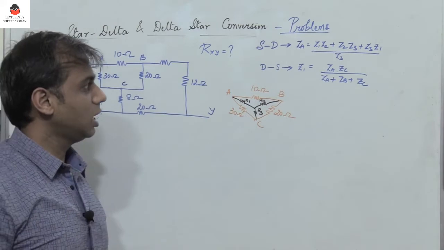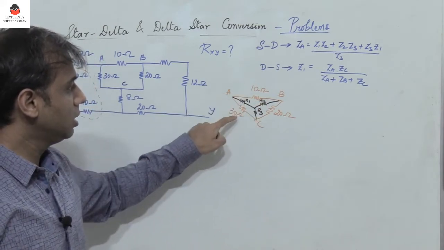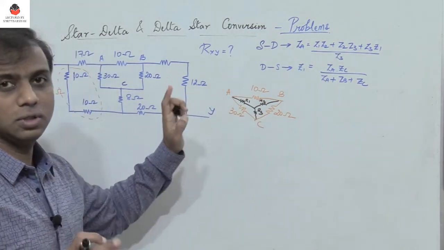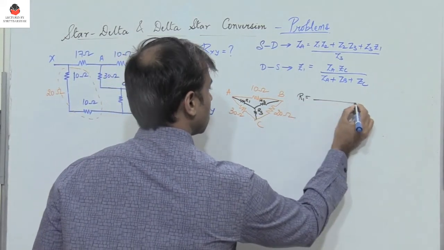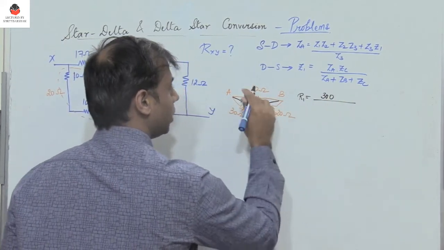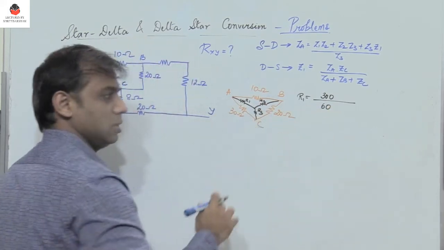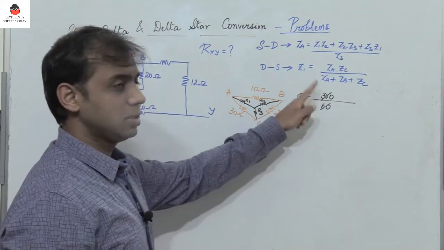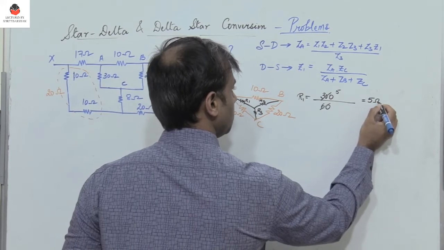For delta to star, here you have resistors. To find R1, multiply the resistors on either sides of R1 divided by the sum of all the three resistors. Right? So therefore, what is R1? Multiply 30 into 10 is 300 divided by the sum 30 plus 20 plus 10, which is 60. So the denominator remains the same, isn't it? Right? So 6 fives are 30, 300. So therefore R1 is 5 ohm.